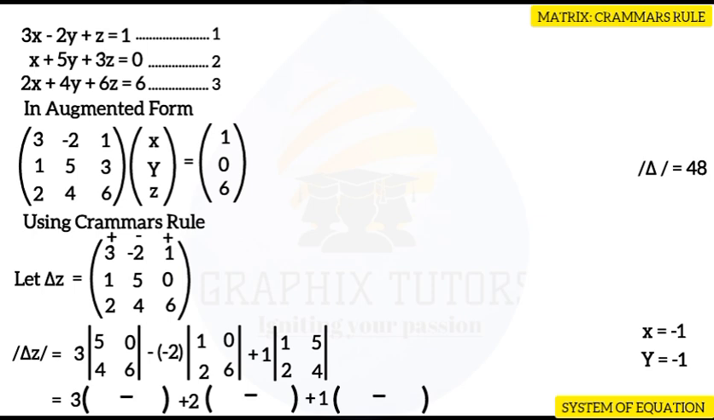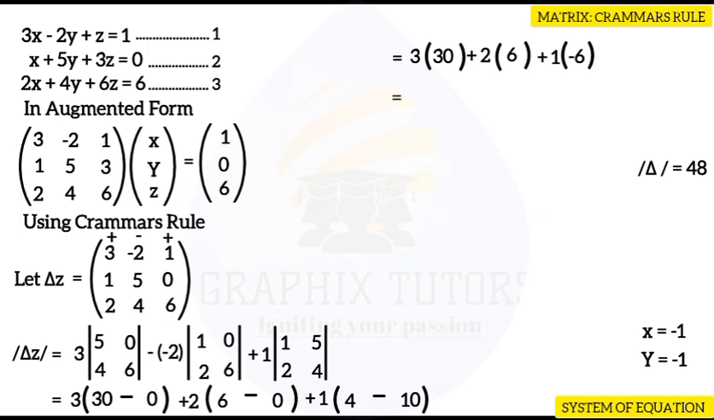Now, so we have 6 times 5, 6 will give us 30. 4 times 0 is 0. 6 times 1 is 6. 2 times 0 is 0. 4 times 1 is 4. 2 times 5 is 10. So we have 3 open bracket, 30 minus 0 is 30, plus 2 open bracket, 6 minus 0 is 6, plus 1 open bracket, 4 minus 10 is minus 6.